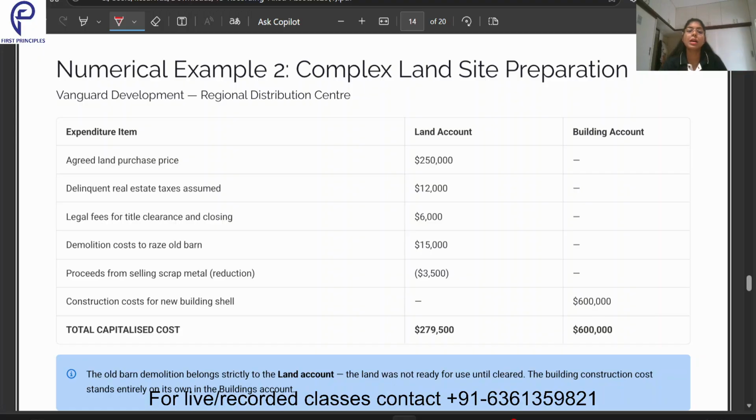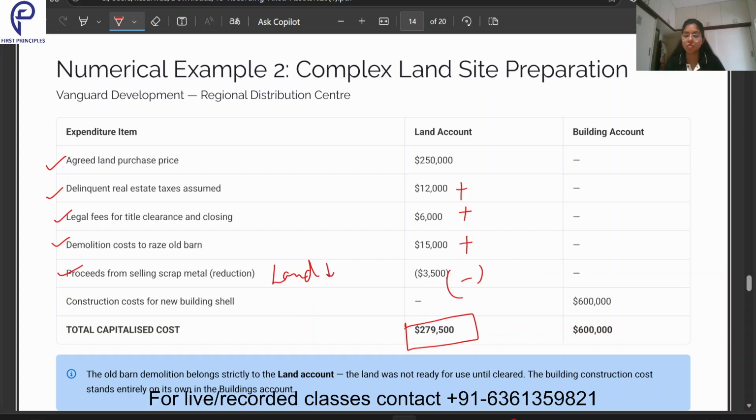Another example we have been given: the land purchase price, then real estate taxes, then legal fees, then demolition cost to raze the old barn, then proceeds from selling the scrap. This does what? This will reduce the value of my land. If you have paid attention, we have already discussed that selling the scrap reduces the value of the land. And so what will be the value of my land? 2,79,500 after doing this plus and this minus.